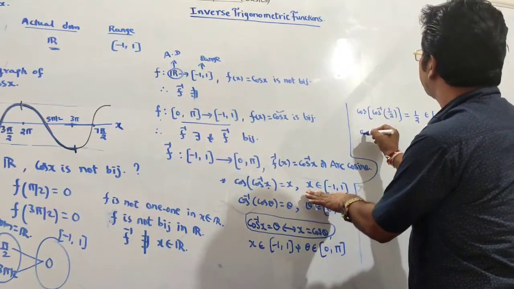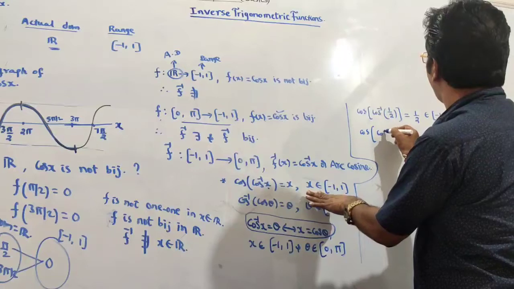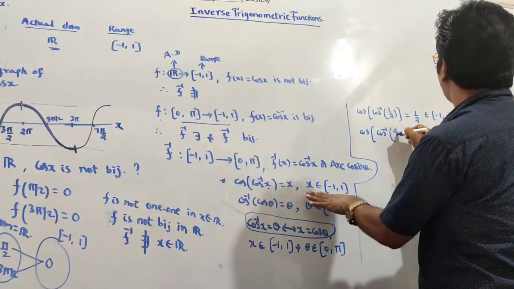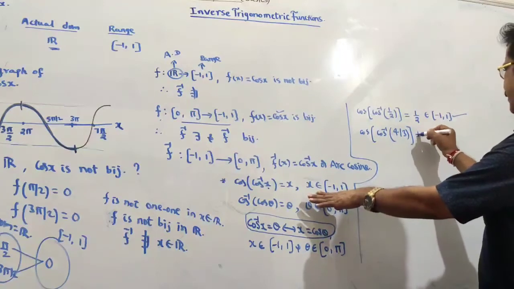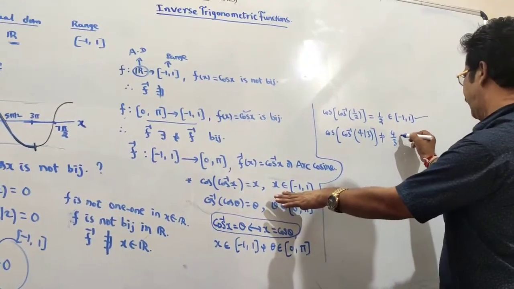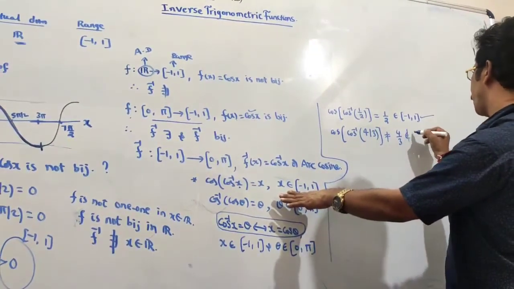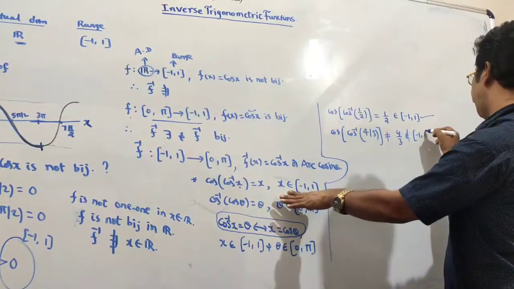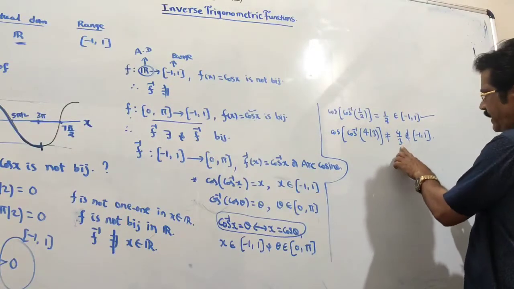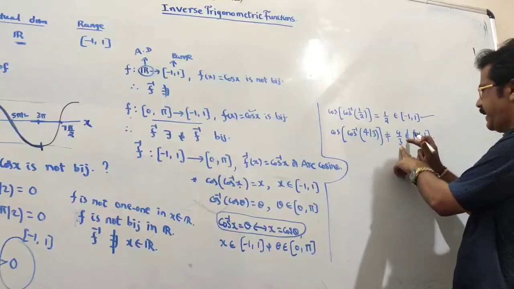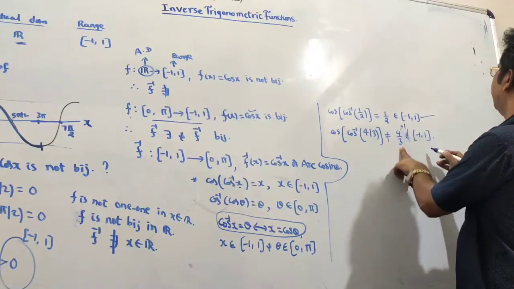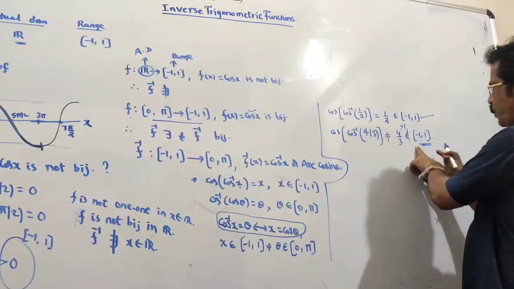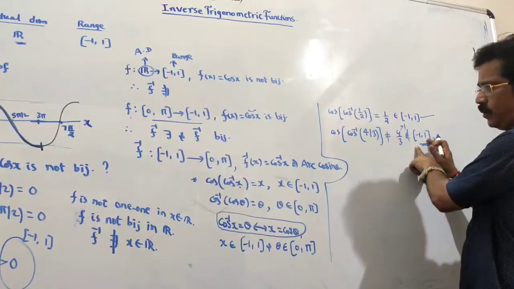Next, failure case. Cos of cos inverse of 4 by 3 is not equal to 4 by 3, because it does not belong to the closed interval of -1 comma 1. 4 by 3 is beyond 1, it is greater than 1. Therefore, it does not belong to the closed interval of -1 comma 1.